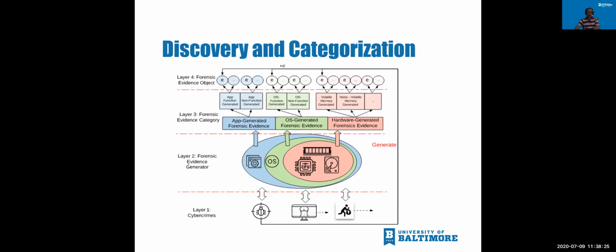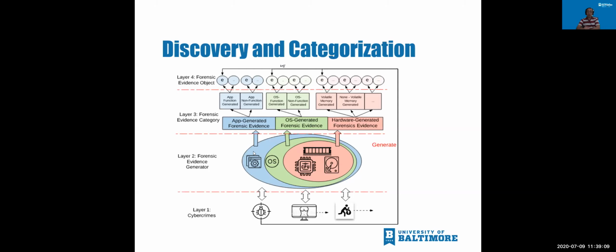This is the first layer. In the second layer, we treat the computing-related device as an evidence generator. We further divide the evidence generator into 3 different categories: hardware layer, operating system layer, and application layer. So for every layer, we treat those as evidence generators. Layer 3 is the evidence category. We further refine those categories into subcategories.